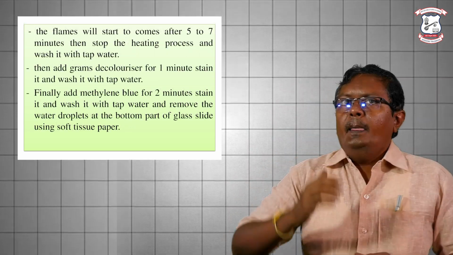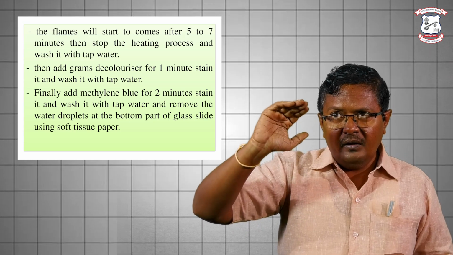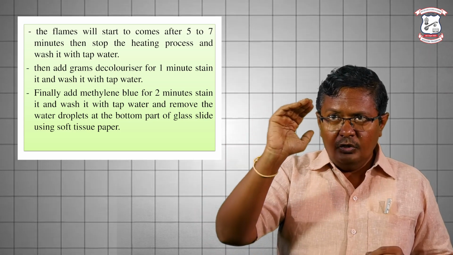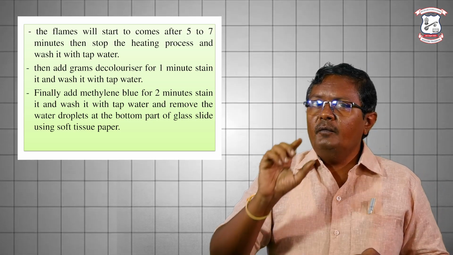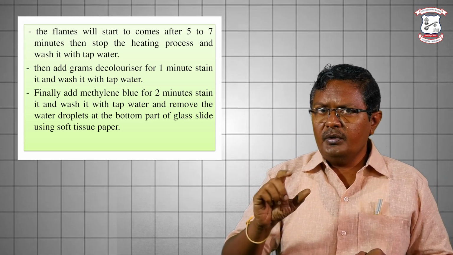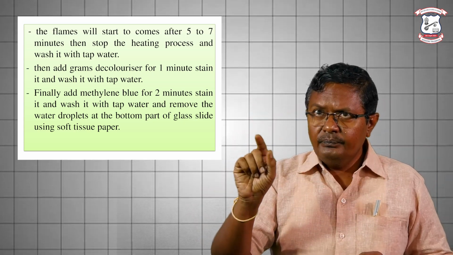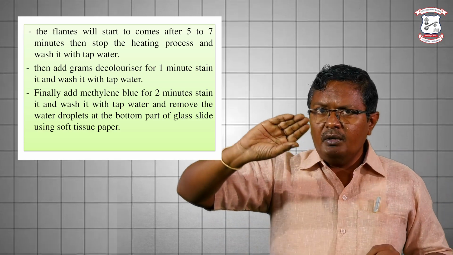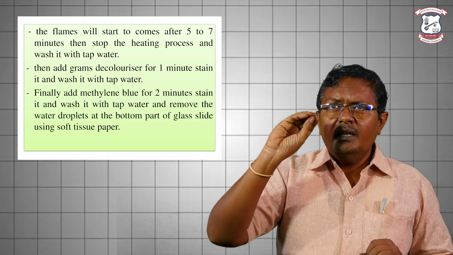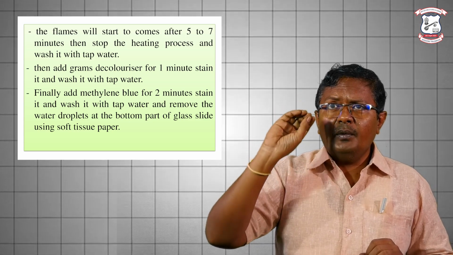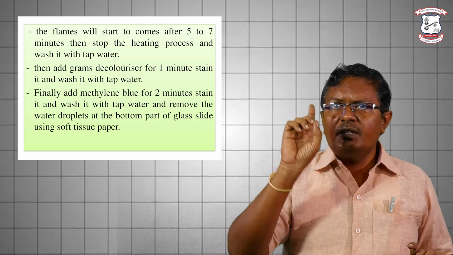Next slide. The flames will start to come from the heat after 5 to 7 minutes. Stop the heating process. Wash it with tap water. So when you add acid alcohol carbol fuchsin, the water starts to boil. After 5 to 7 minutes, the flames will start to come. You can see a reddish flame. When the flames start, stop the heating process immediately, and then wash it with tap water. This is the first reagent procedure.